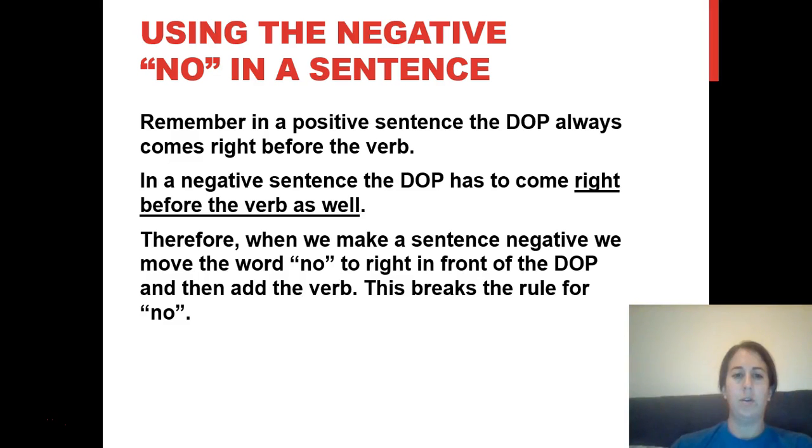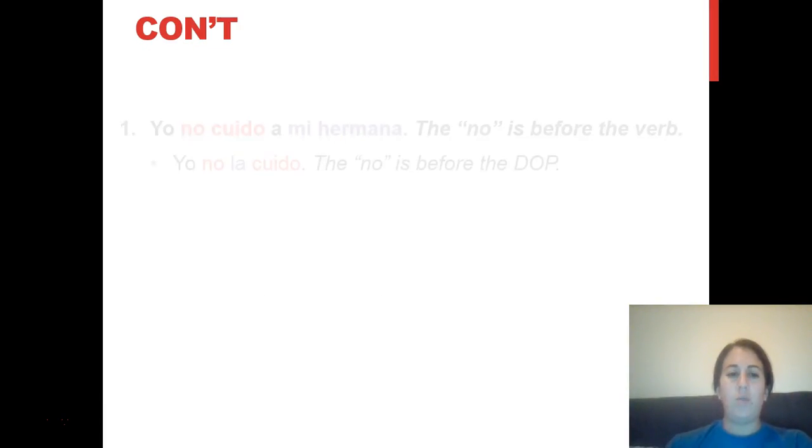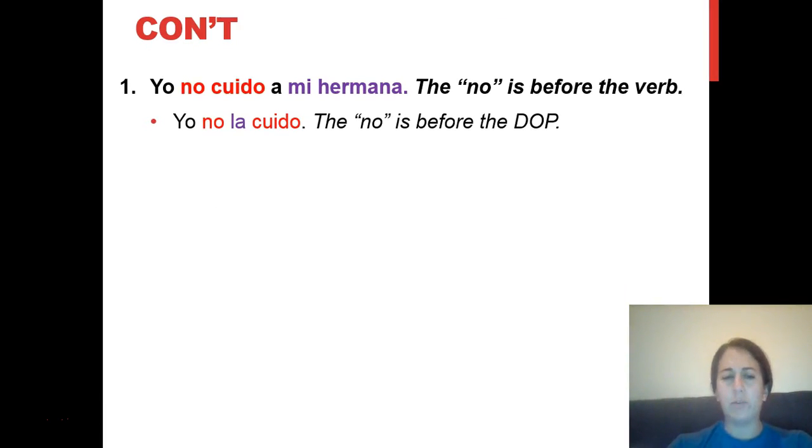All good things. Alright, so our last thing that we're going to talk about in our notes today is using the negative no in a sentence. So remember, in the positive sentence, the direct object pronoun comes right before the verb. In a negative sentence, the direct object pronoun still comes right before the verb. So when we make the sentence negative, we move the word no to the front of the direct object pronoun and then add the verb. So this breaks our normal rule when making a sentence negative. So we haven't really talked about that much. So here's some examples to help you out.